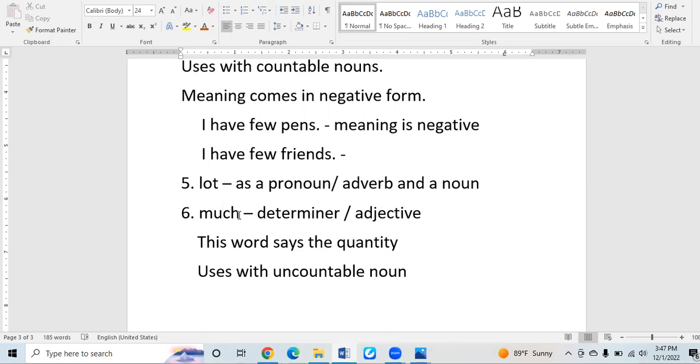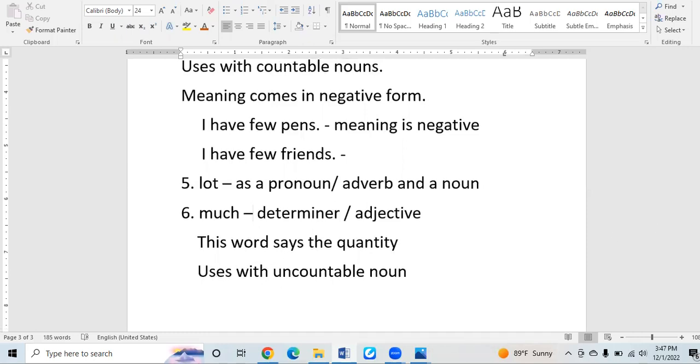Much also expresses a large quantity. Remember the word quantity, not the number, large number. In between large number and large quantity, much is related to large quantity, not the number. Okay. So remember, you have to use this much with uncountable nouns. You cannot use much with countable nouns.